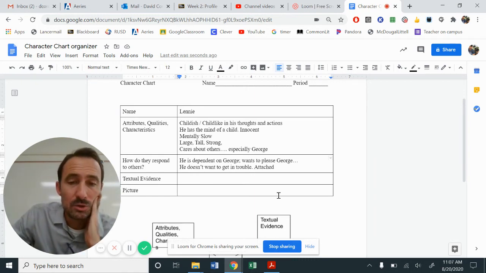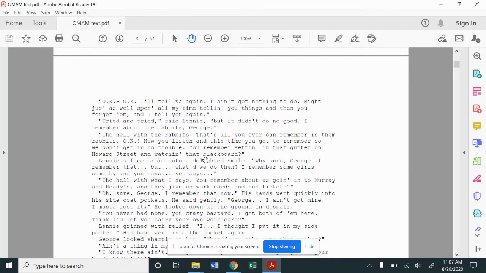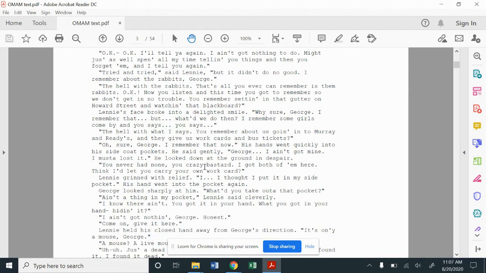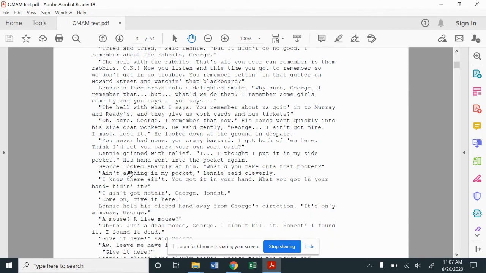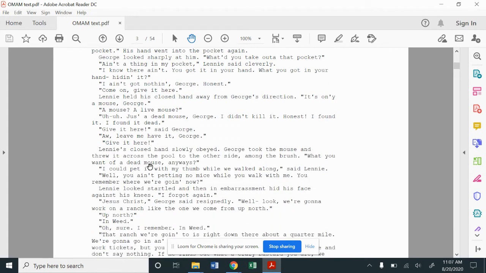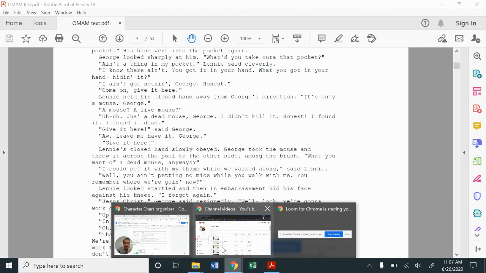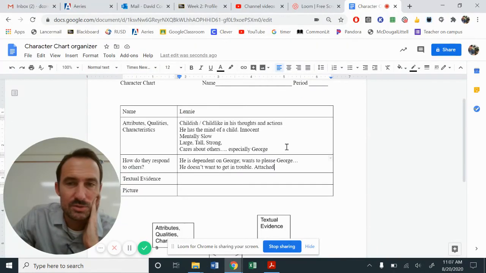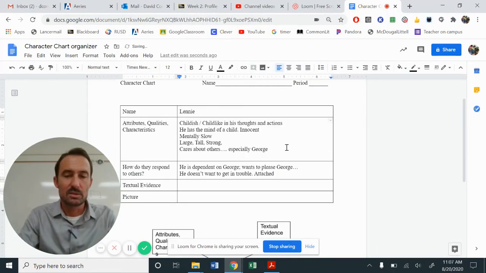Looking back at our story, there's lots of good examples. This is the part about the thing. He says, "What are you got taken out of that pocket?" "I ain't got a thing in my pocket," Lenny said cleverly. And then they begin to talk about how he likes soft things. Actually, I'm going to put that as one of his attributes because that is pretty significant.